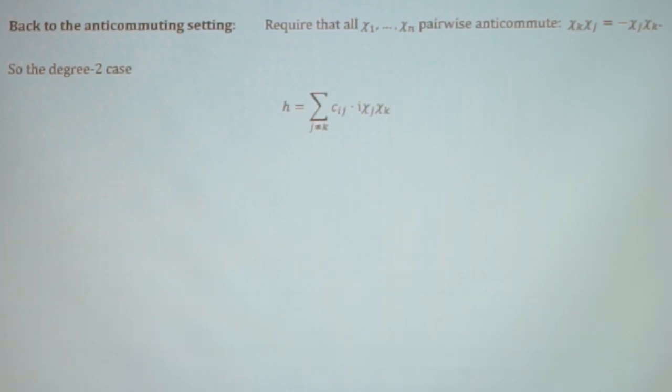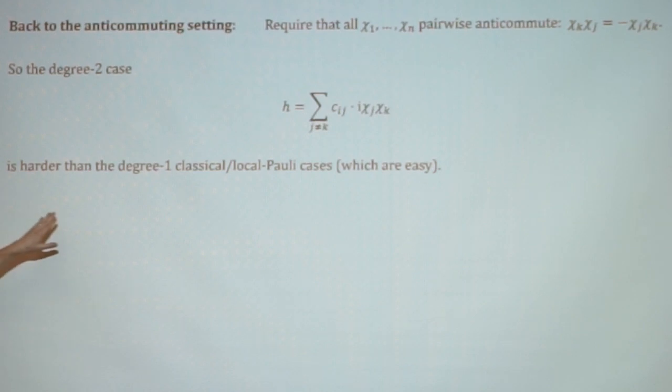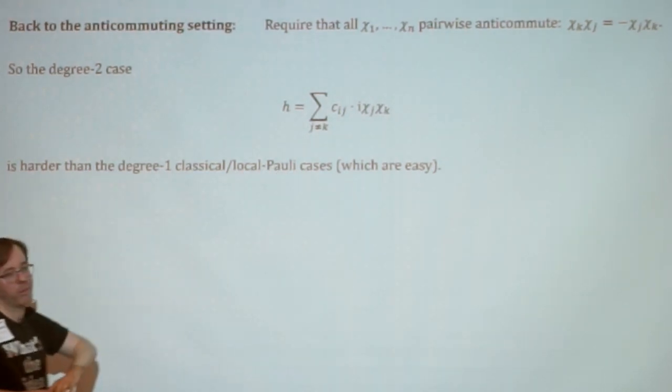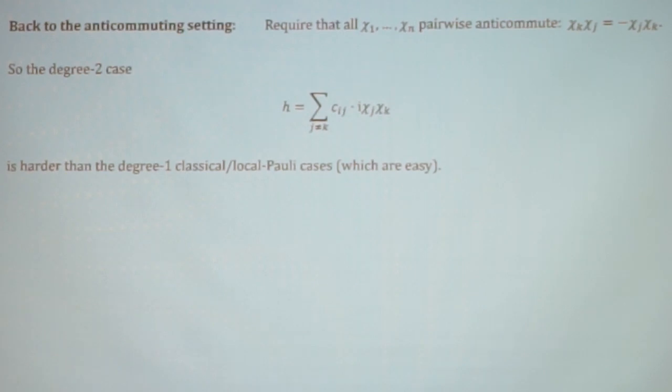Let's think about the degree 2 case of optimization in this world where all your symbols anti-commute, which can simulate, I don't know, 1-local Hamiltonians, for example. So this is at least as hard as degree 1 classical or local 1 Hamiltonians, but those are easy problems. But as I was pointing out, this problem is also easy. You're like, oh wait, it's degree 2, but it's easy. That's interesting, but it's true.